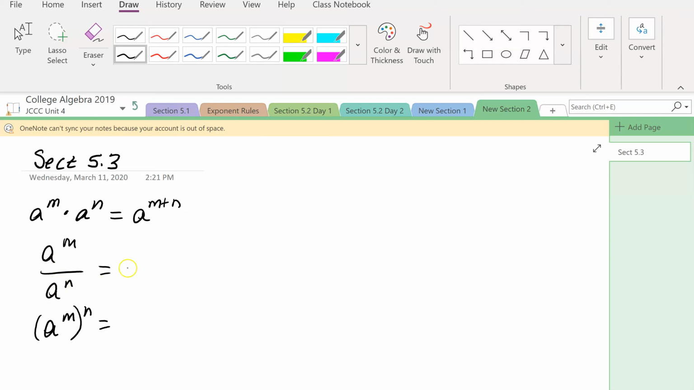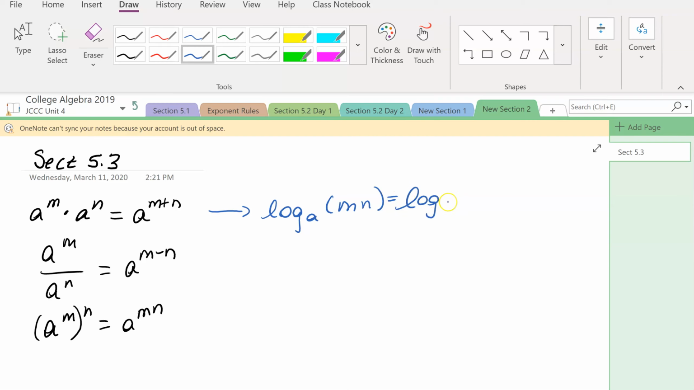If you're dividing and the bases are the same, you subtract the exponents. And if it's a power to a power, you multiply the exponents, so it's a to the power of mn. We can use those rules for logarithms as well. So if we have log base a of mn, the argument has a product in it. What you do is you can split that up using addition, just like we did with the exponents. So it's log base a of m plus log base a of n, just like that.